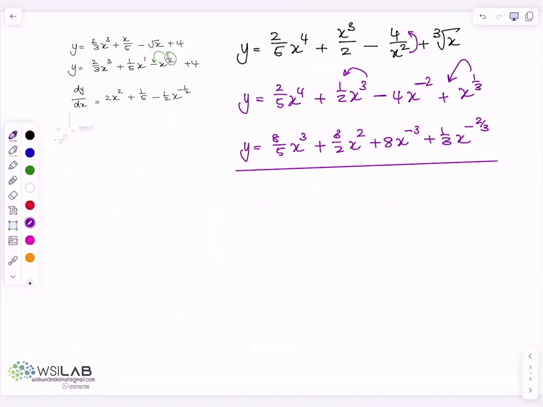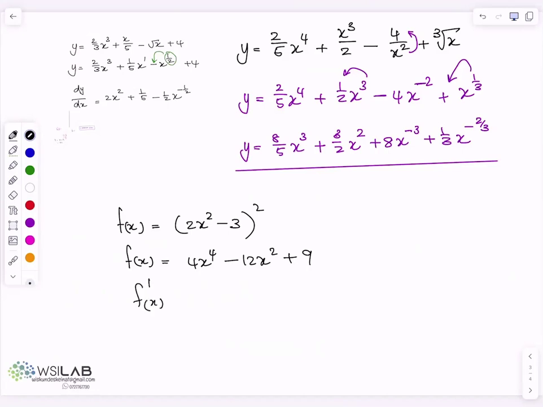So I'm just going to show you something else quickly. If you have something like f of x equals 2x squared minus 3, all squared, then you can't do the product rule. The first thing you need to do is multiply that out: 4x to the 4 minus 12x squared plus 9. And then you can do the derivative. I'm just writing f dash, which means derivative, instead of y dash.